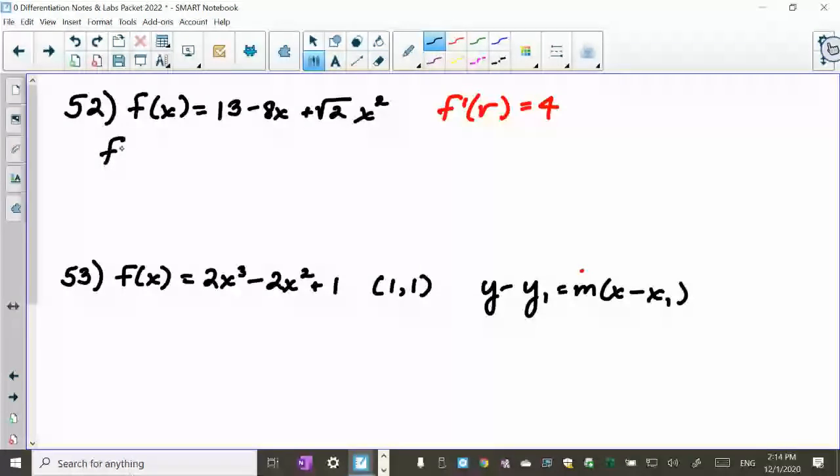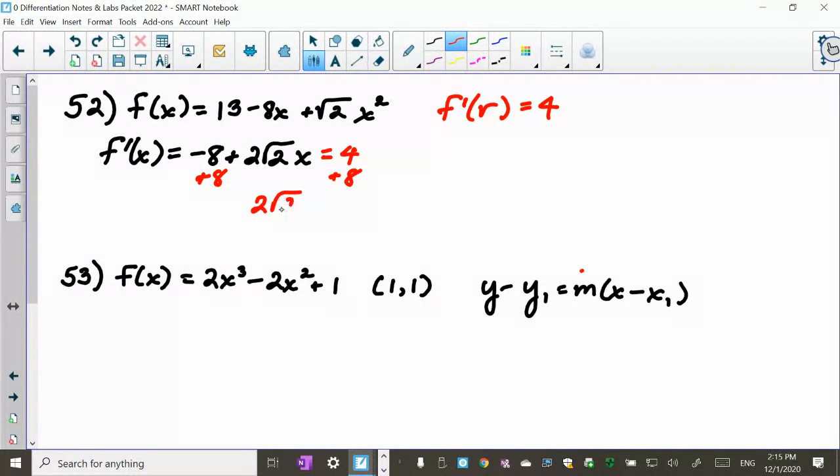So I'm going to do f prime of x here. When I do f prime of x, the derivative of 13 is 0. The derivative of negative 8x is minus 8. And this is going to be plus 2 radical 2x. So when you bring the 2 down, some people say radical 4. Just be careful. It's 2 radical 2. And then we're going to put this whole equation equal to 4 because I want to solve for what that would be. I'm going to add 8 to both sides.